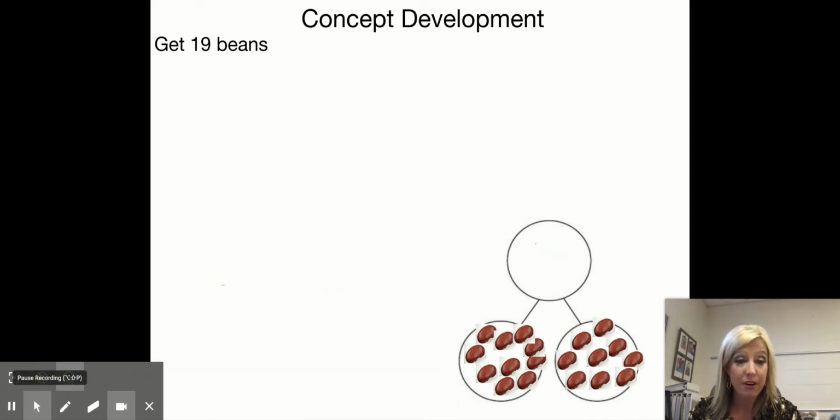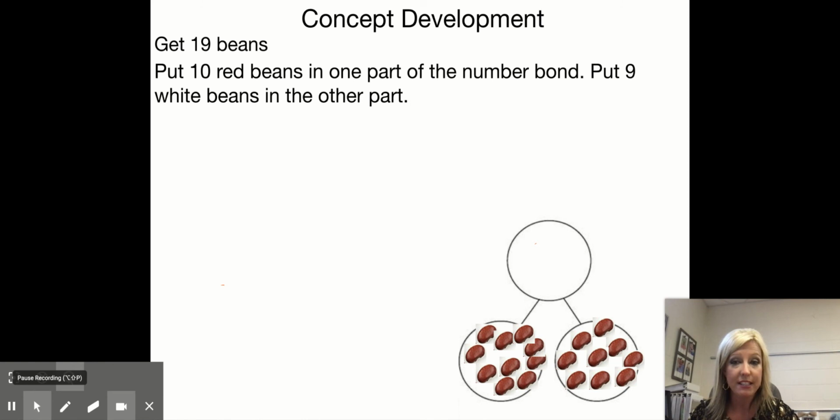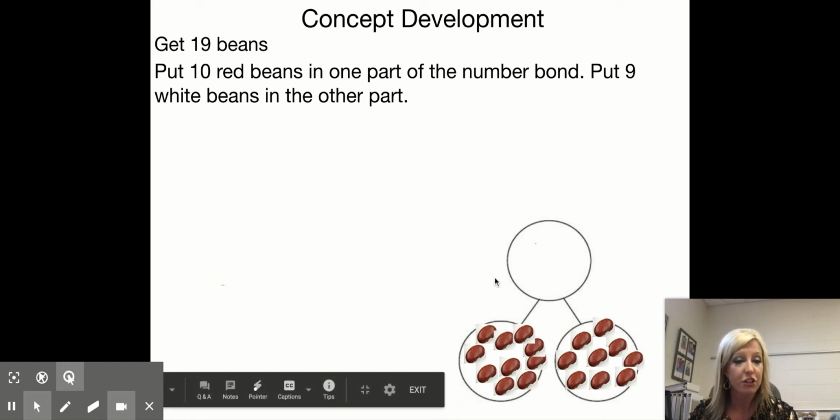Now, clear your board or your paper. Keep your number bond. This time, I want you to gather 19 beads, counters, beads, whatever sort of manipulative that you're using. So go ahead and pause the video while you get your 19 objects ready. Just like in the previous two problems, put 10 beans in one part of the number bond and put 9 beans in the other part. You can use my picture to help you if you need to.